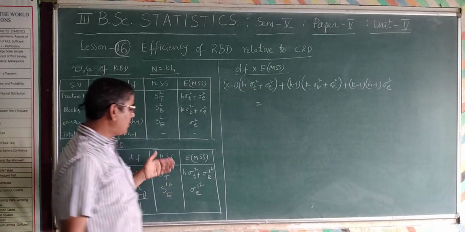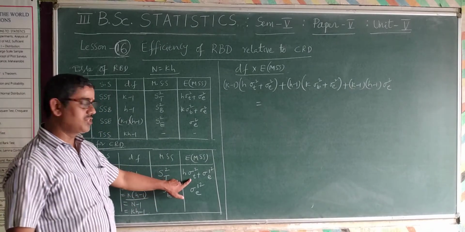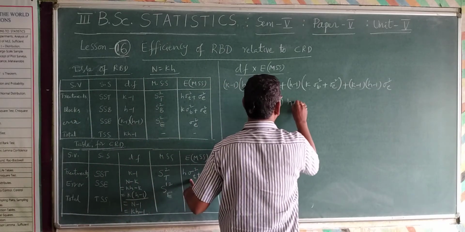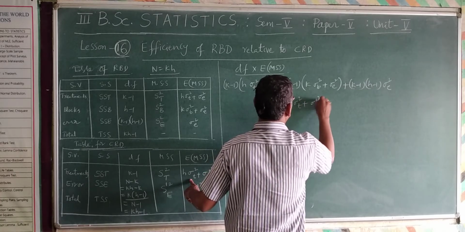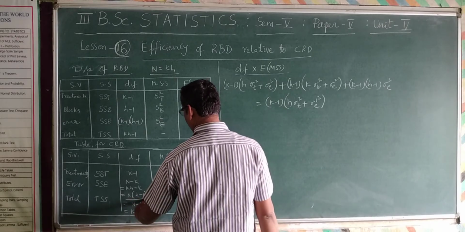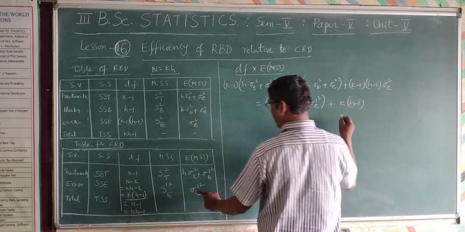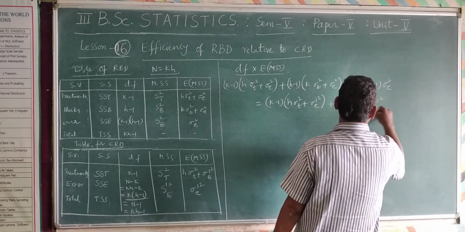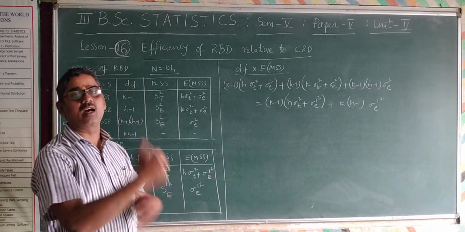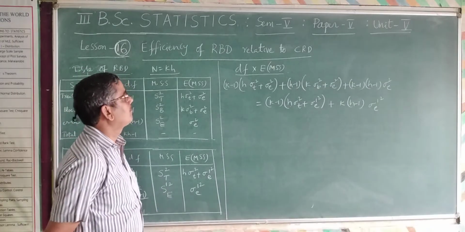Now come to the same thing for CRD. (k minus 1) into (h sigma square t plus sigma dash square e). Second one, k into (h minus 1) for error, plus k into (h minus 1) multiplied by sigma dash square e. This is the result obtained by equating the sum of squares, which means taking degrees of freedom and expectation of mean sum of squares.